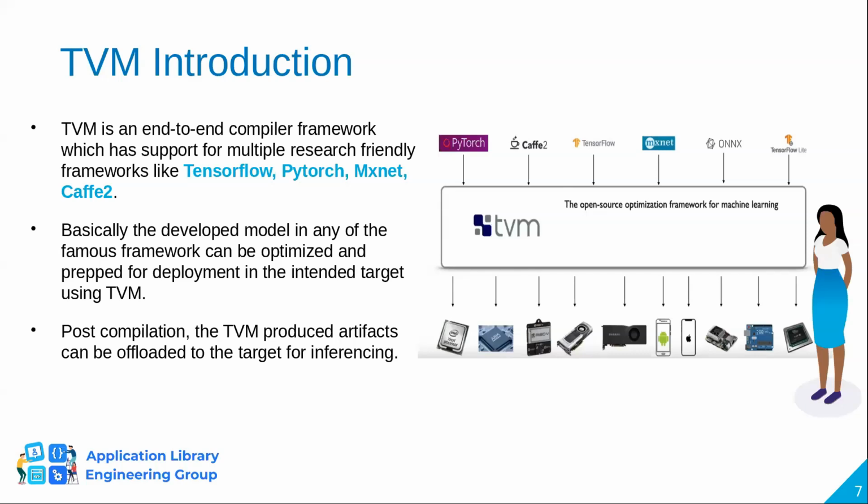We can take a model from any research-oriented framework, like TensorFlow or PyTorch, and optimize it for our intended target by compiling it through TVM. Post compilation, we can use the artifacts produced by TVM for inferencing on the intended target. How this inferencing is done, we'll see in the following slides.